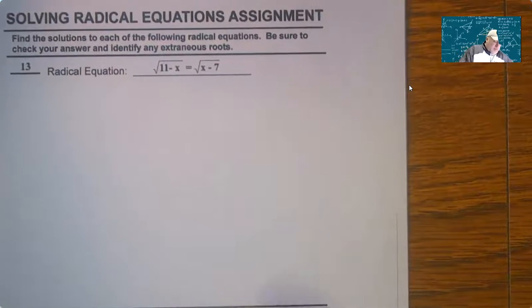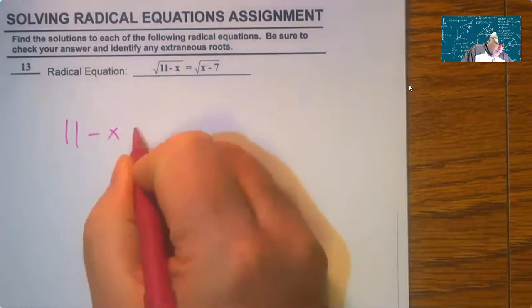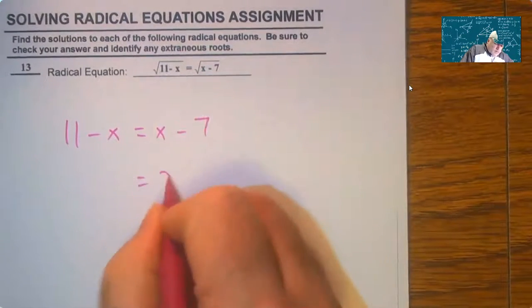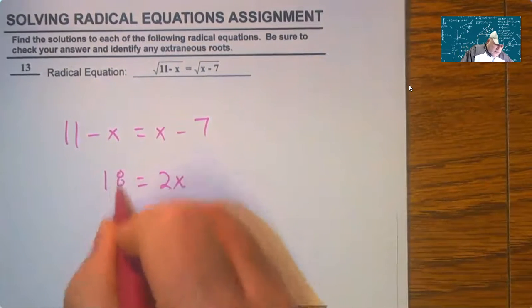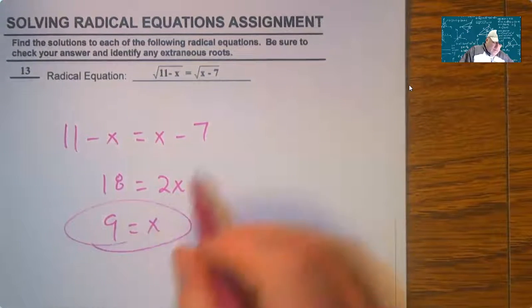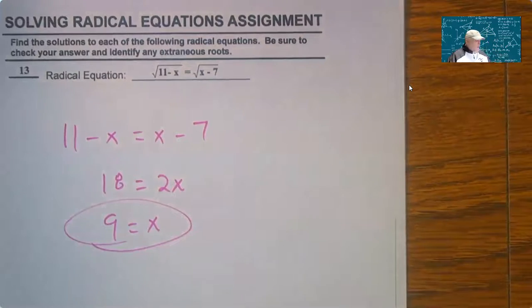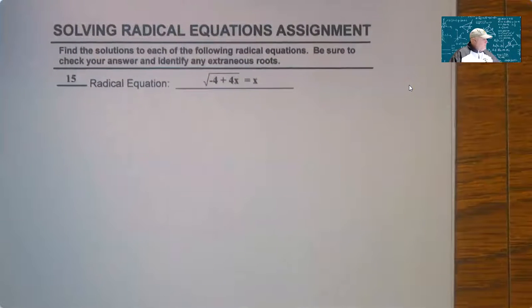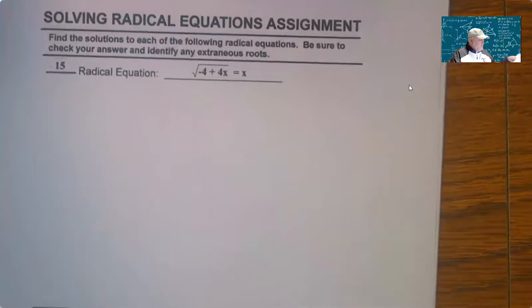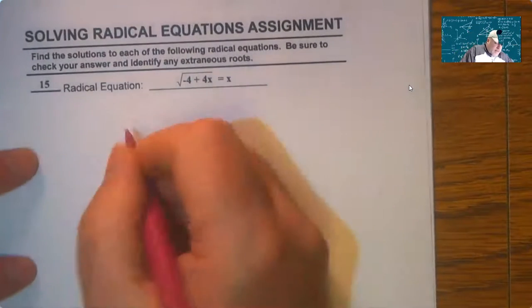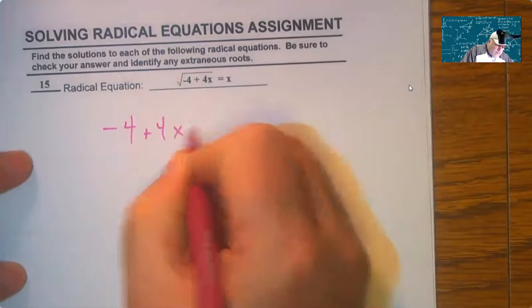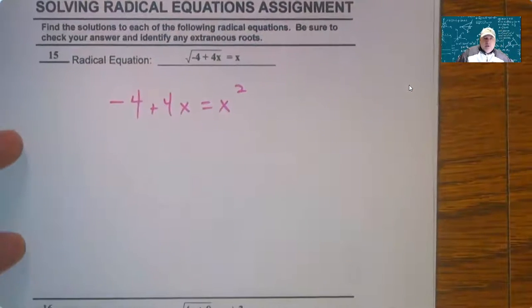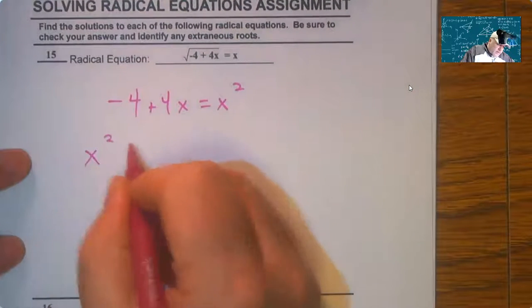So here again, square both sides, lift off the radicals. So 2x equals 18, and 9 is x. So when 9 goes into both sides, we get the square root of 2, and that is good. So last one here. So square both sides, you're going to get a quadratic again. And a lot of times with quadratics, there could be an extraneous solution. So take everything to one side.